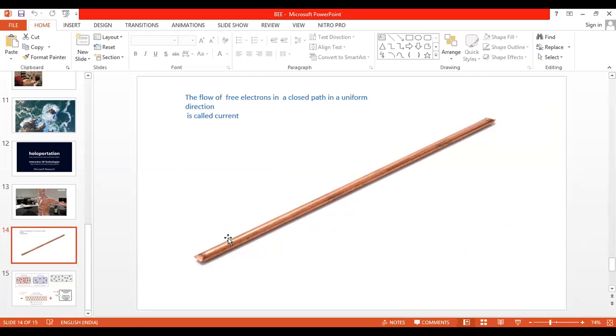On the screen, you are able to see one particular rod. Only one student raise your hand and confirm. The screen has been changed. You are able to see one particular rod, a copper rod. Yes, okay, right. Thank you.